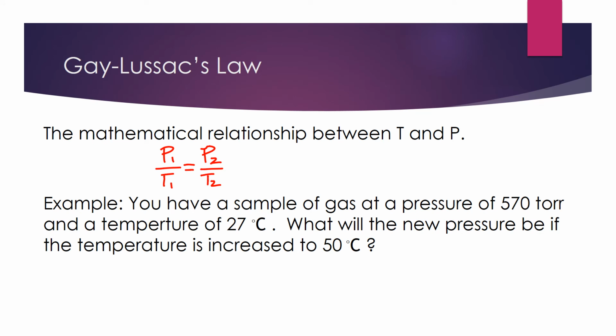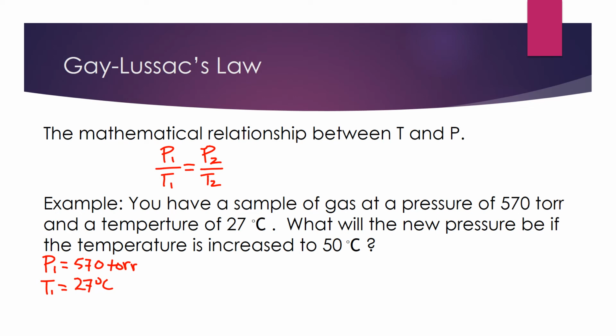So the question says, you have a sample of gas at a pressure of 570 torr and a temperature of 27 degrees Celsius. What will the new pressure be if the temperature is increased to 50 degrees C? So I'm going to go ahead and label my variables. It tells me that the initial pressure is 570 torr. And it tells us that the temperature of that sample is 27 degrees Celsius. Now, every time you do your problems, you have to ask yourself, are the numbers given to me okay, or do I gotta tweak them a little bit?